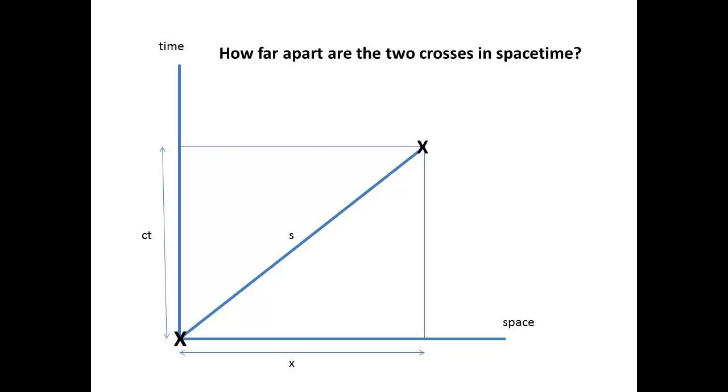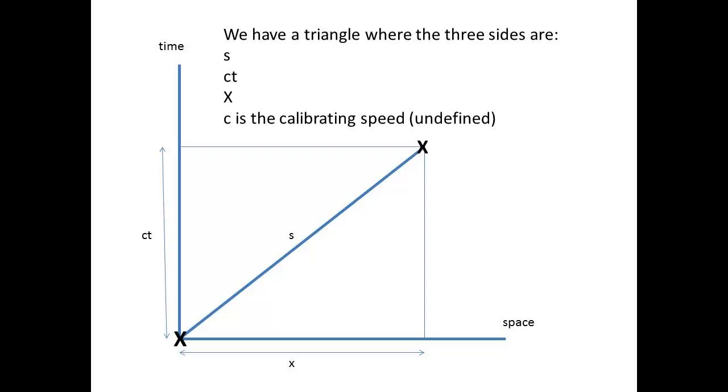It is easier to try and visualize these things. We have time and space. We mark in 2 points as crosses. How far are these crosses apart if we use space-time as the measurement? We are looking for a distance which is measured in space-time.